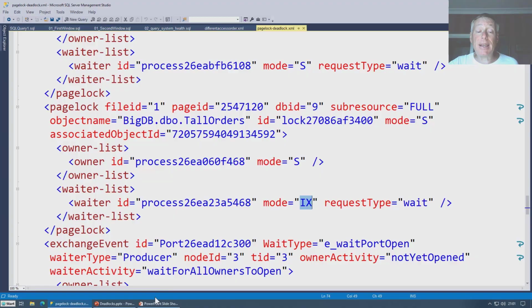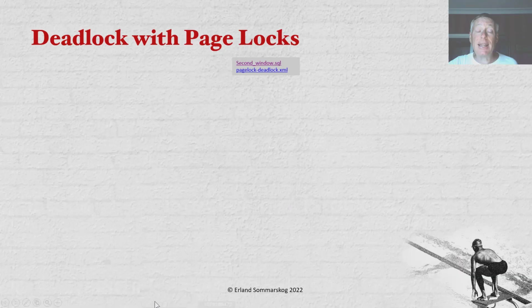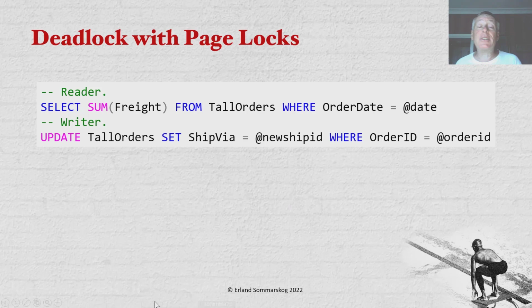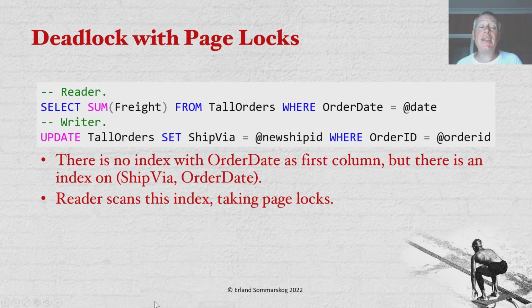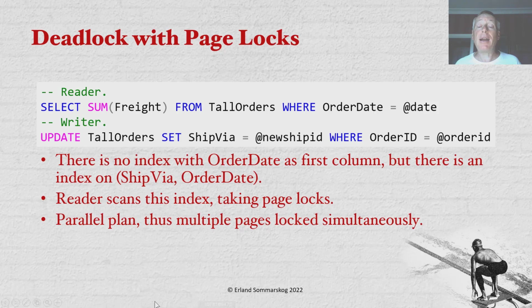Now, to explain this log is a little more difficult, so I will do this on slides. So these were the statements, and there's one thing I need to tell you. There is no index with order date as the first column, but there is an index on ship via, order date. So because there is no index to be seeked, SQL Server will scan that index. And because there are many rows, SQL Server will go for page locks. And furthermore, because there are 50 million rows, SQL Server says, let's use parallelism, which means that multiple pages will be locked simultaneously by different threads.